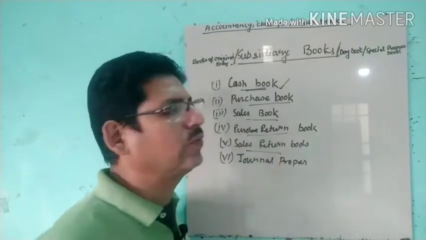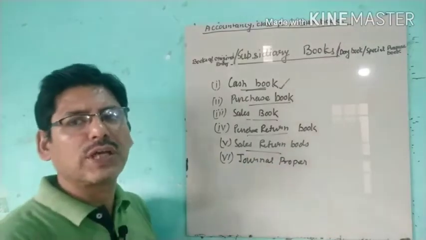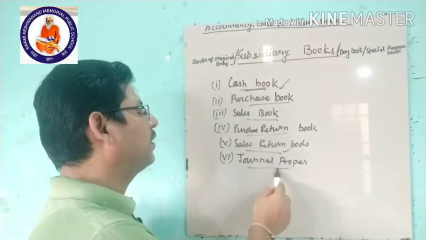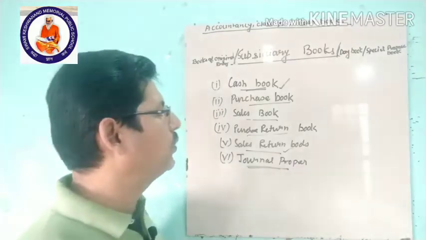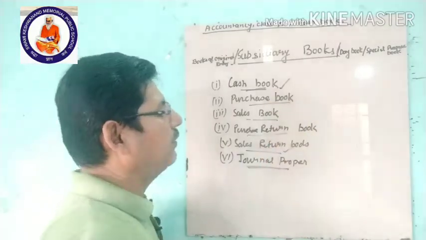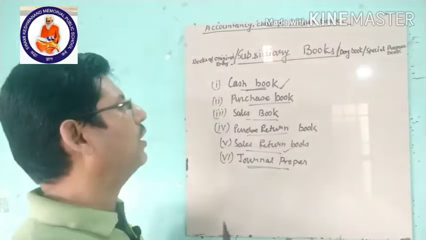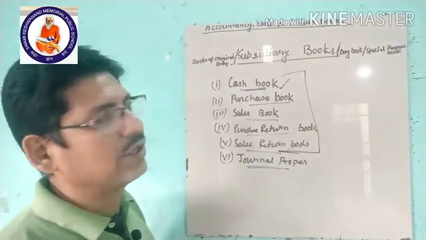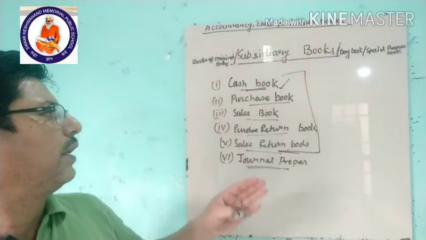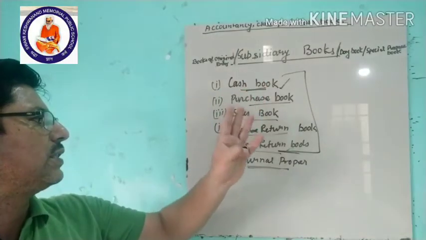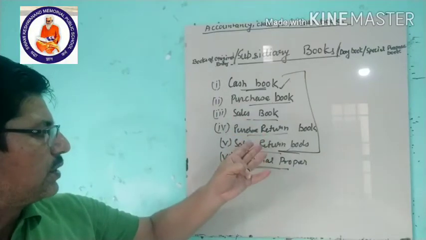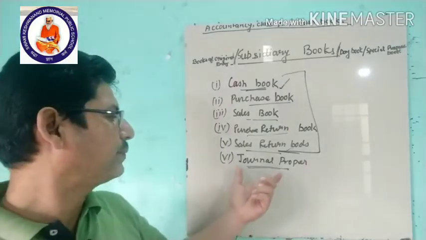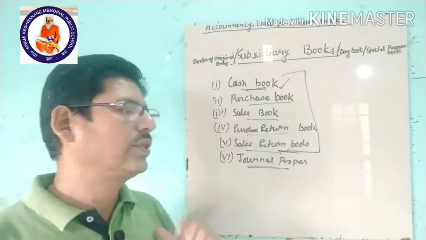Then the sales return book. Whatever goods were sold on credit and are returned by the parties, the customers, those transactions are recorded there. Then the journal proper. The journal proper is the book used when there is any transaction which does not come under any of these categories, meaning which cannot be recorded in the cash book, purchase book, sales book, purchase return or sales return book. Those transactions are recorded in the journal proper.